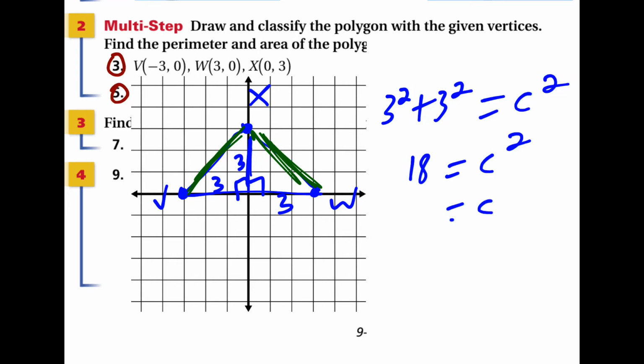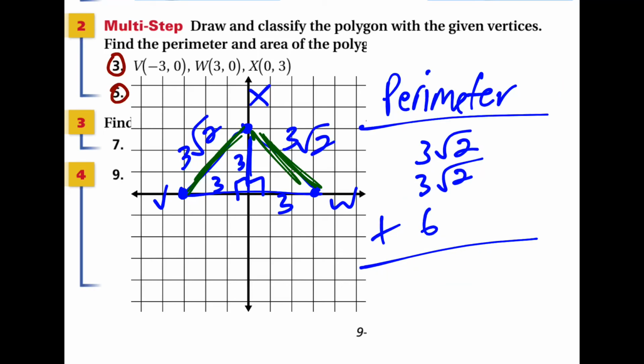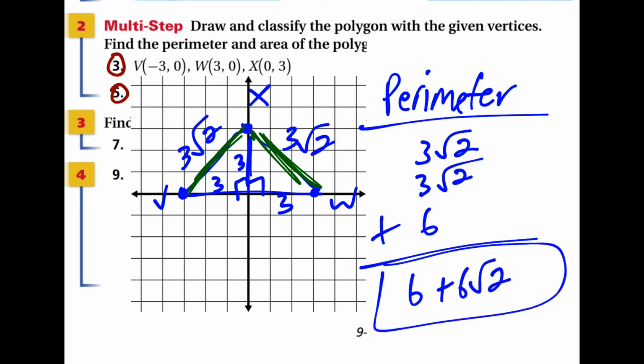So do a few steps, I get the square root of 18. I can simplify the square root because 9 comes out of the radical. The square root of 9 times 2. Square root of 9 is 3. And I get 3 root 2. So I can just add those 3 side lengths together, and I get 6 plus 6 root 2 units as my perimeter. If I wanted to simplify that and round it to the nearest tenth, this would be 14.5 units.